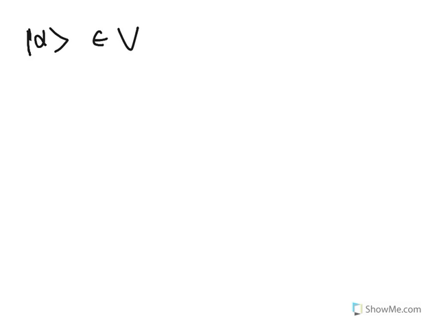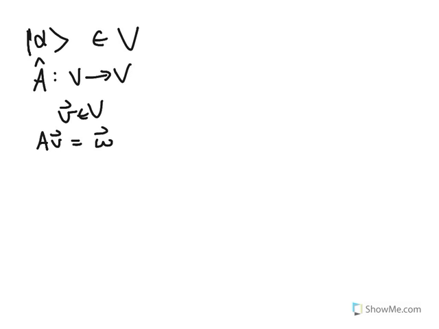So these states are vectors in a vector space, and for my operators, I'm going to use A hat. This is a mapping from V to V, so it's a linear operator on the vector space. Basically, the idea is that if I have some random vector v in my vector space and I apply A to v, this will give me some other vector in my vector space. So that's what an operator is. And if you took linear algebra, you know that these operators correspond with matrices.